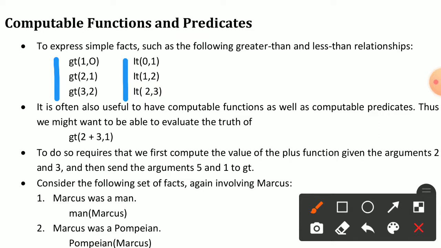Now we can use the computable functions as well as computable predicates. So we might want to evaluate the truth. Now we can find out the truth. What truth? Here the truth is given: greater than 2 plus 3, 1. It means we can combine these two simple facts and make the results.